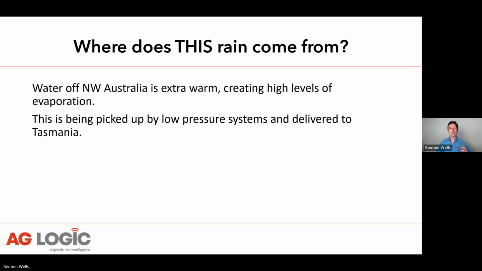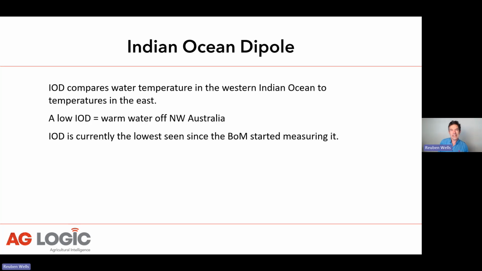Now, climate scientists have got this thing they call the Indian Ocean Dipole, which is just comparing the temperature of the water off the western Indian Ocean to the eastern Indian Ocean. And when that's a low number, and it's a negative number right now, that means that there's extra warm water off Indonesia. And it's currently lower than it has been at any point in the time that the Bureau has been recording it, which has been since 2008. So there's a reason we're getting this rain at the moment, and that's why we've got a quite negative Indian Ocean dipole, and that's driving all of this.